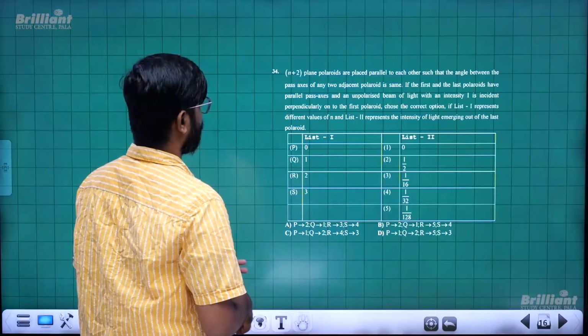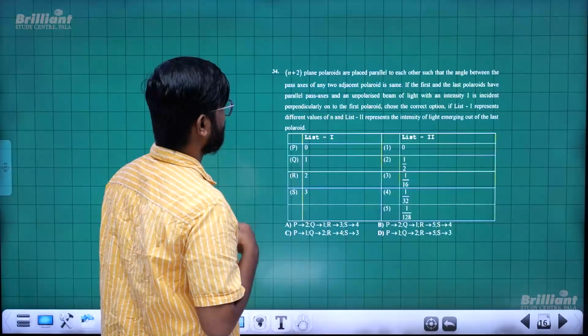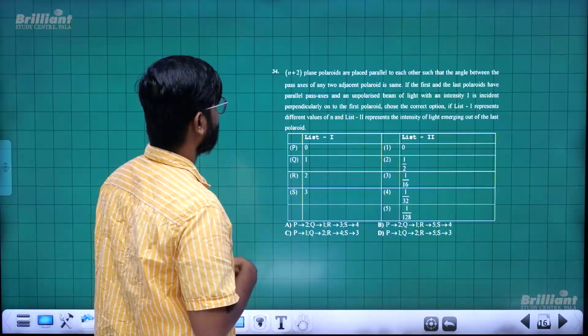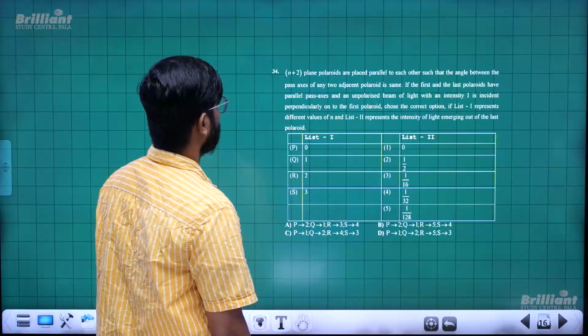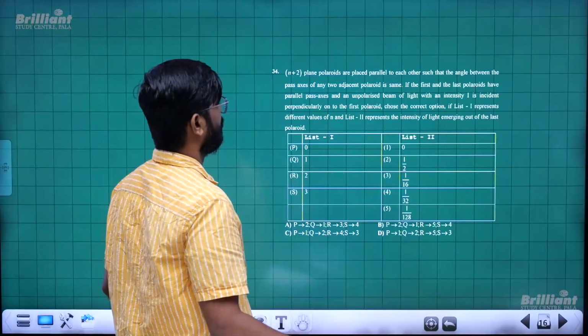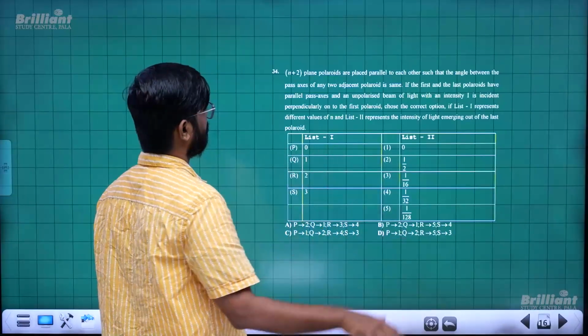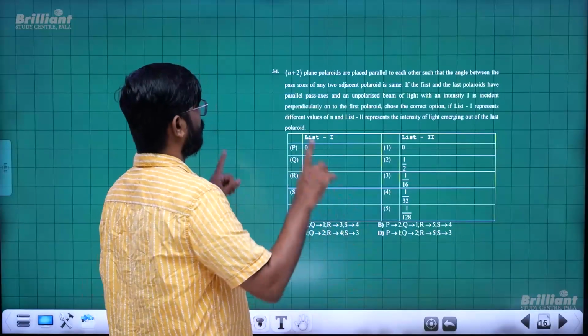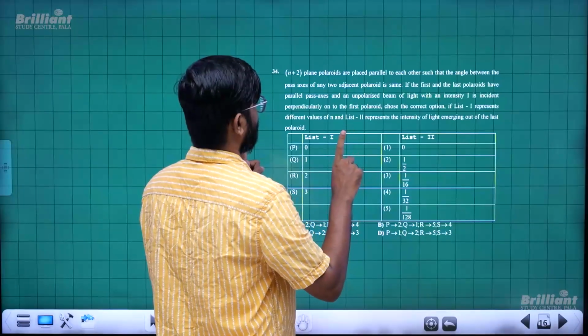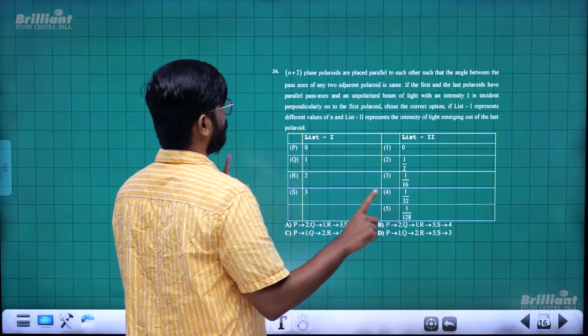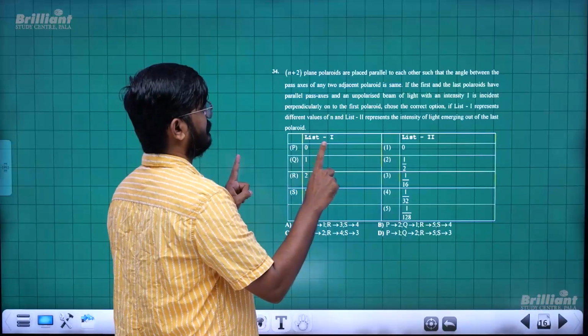N plus 2 plane polaroids are placed parallel to each other such that the angle between the pass axes of two adjacent ones is the same. If the first and last polaroids have parallel pass axes, so first one and last one are parallel to each other. Now suppose n equals 0, understand what will happen if n equals 0.